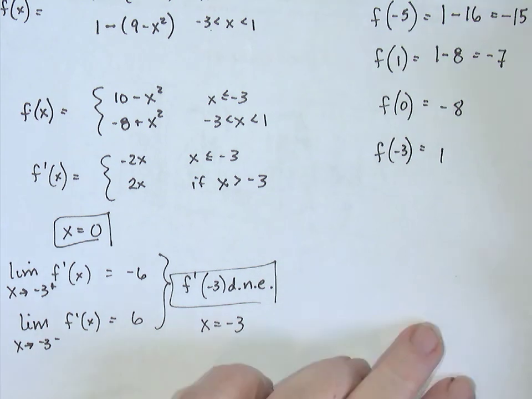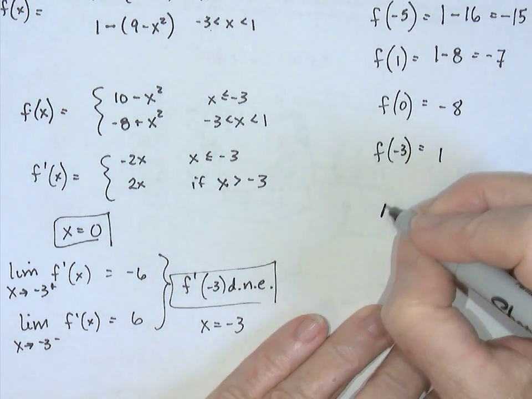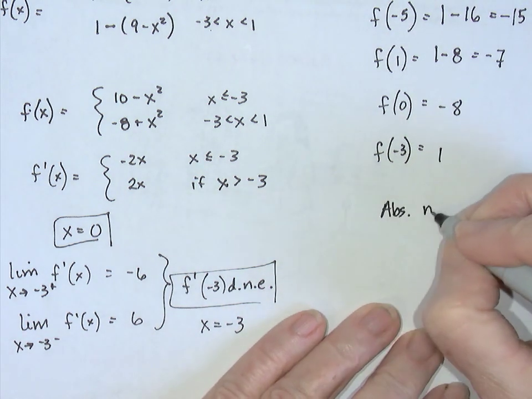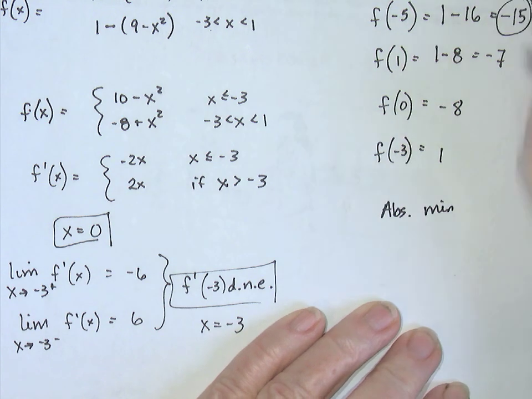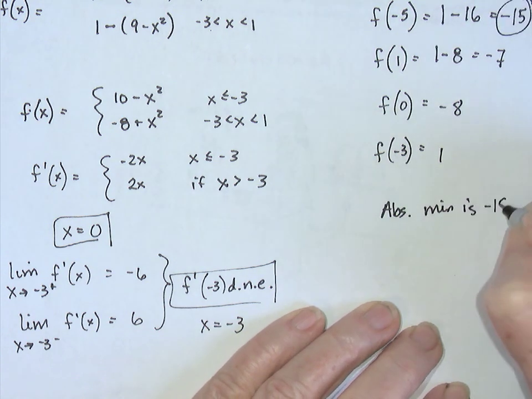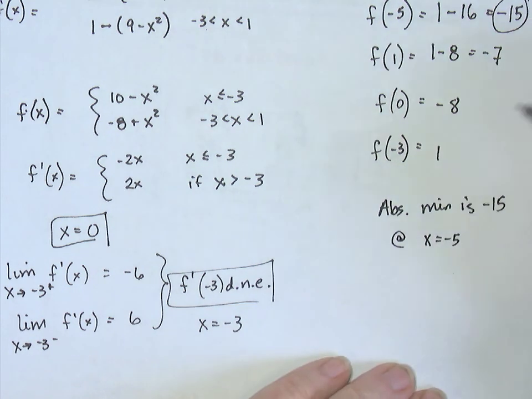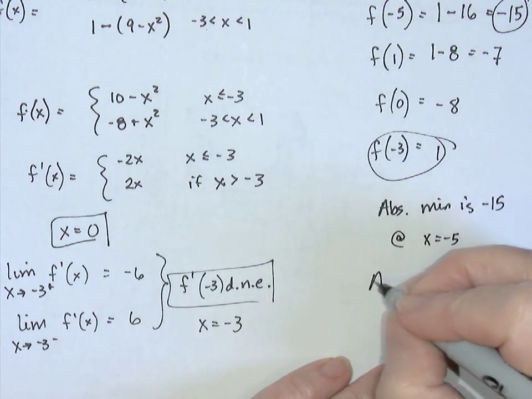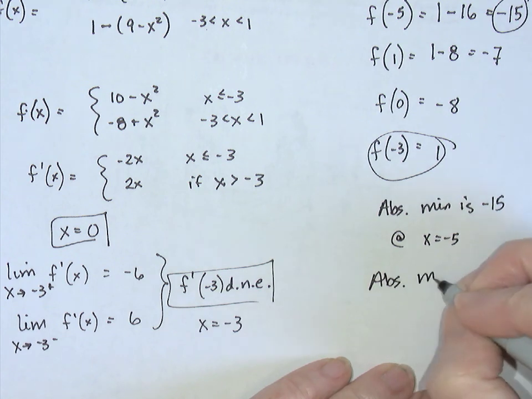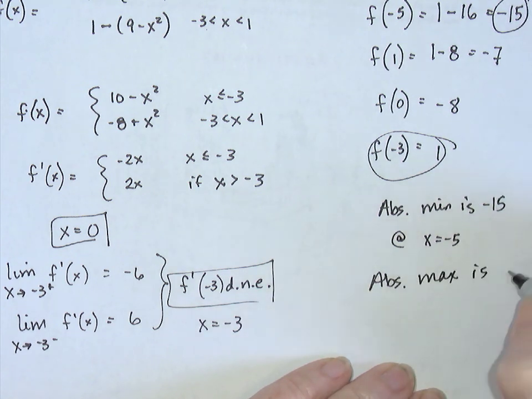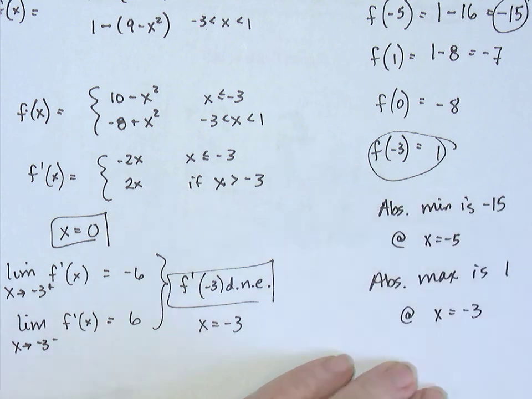So here's my competition. I know that our absolute minimum value is right here, and that happens at the left endpoint. I know the absolute max is 1, and that happens at x is equal to -3.